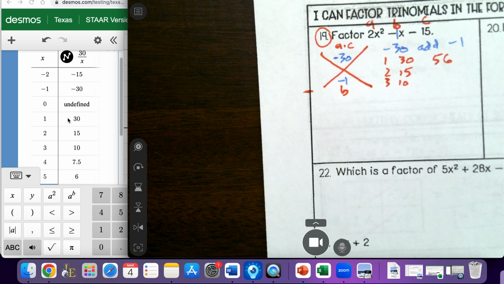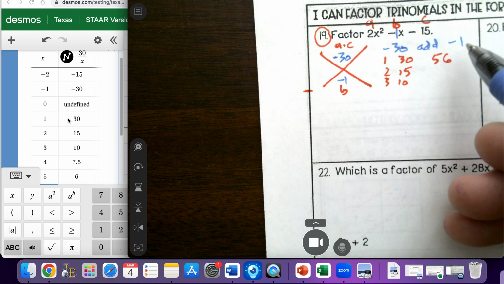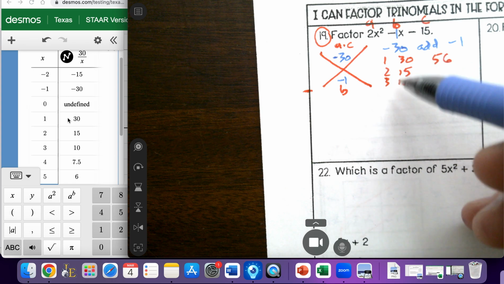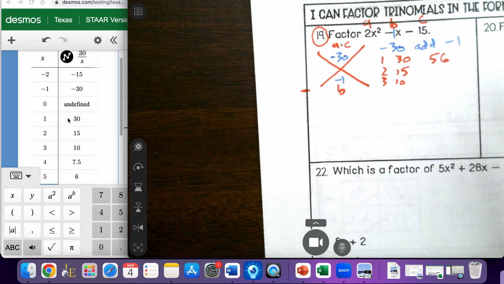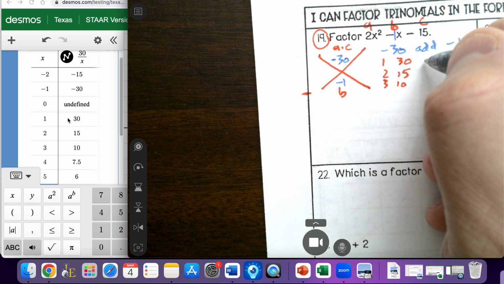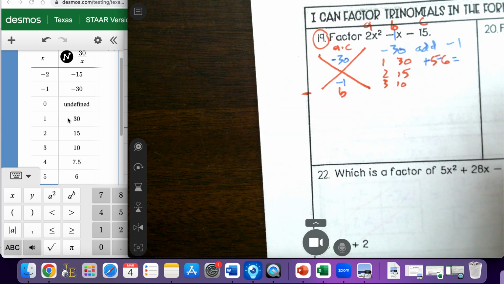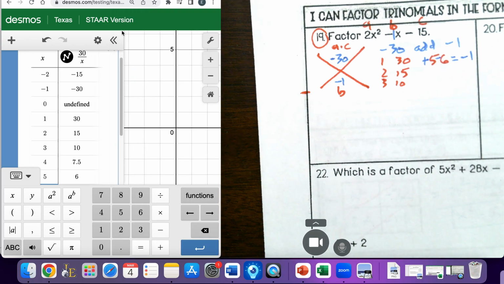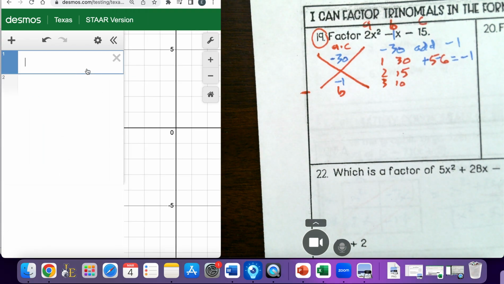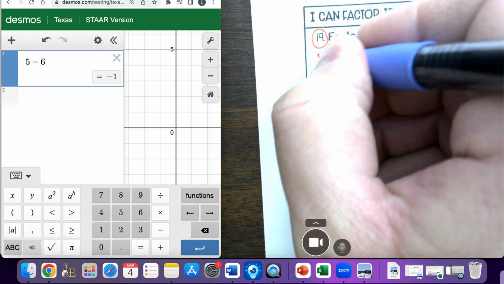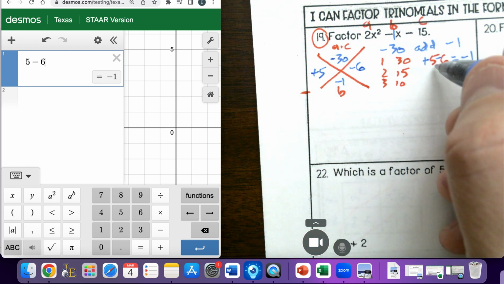So I need to find two of these numbers that have a difference of 1. And notice we have a negative 30. So actually one of these values here, of these 8 numbers, needs to be a negative to multiply to negative 30 and then add to a negative 1. And so what happens here is if I make the 5 a positive 5 and the 6 a negative 6, 5 minus 6 is negative 1. And again, if you don't understand that, just do the math, right? Just plug it into Desmos. Just do 5 minus 6, and you see a negative 1. So these are our factors here. We have a plus 5 and a negative 6. These two multiply to negative 30, and then they add to negative 1.